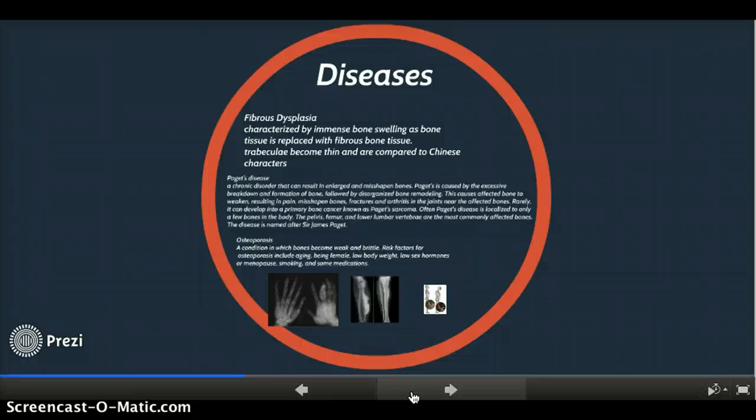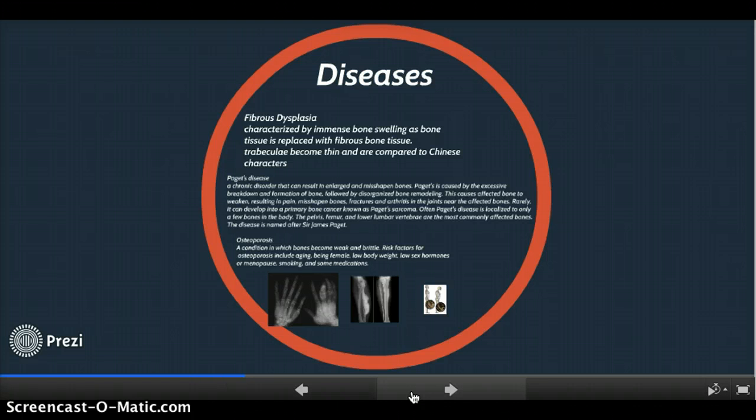And here's an example of someone on the left, obviously, is a regular hand, and on the right is someone with fibrous dysplasia. And then Paget's disease is a chronic disorder that can result in enlarged and misshapen bones. Paget's is caused by the excessive breakdown and formation of bone, followed by disorganized bone remodeling.